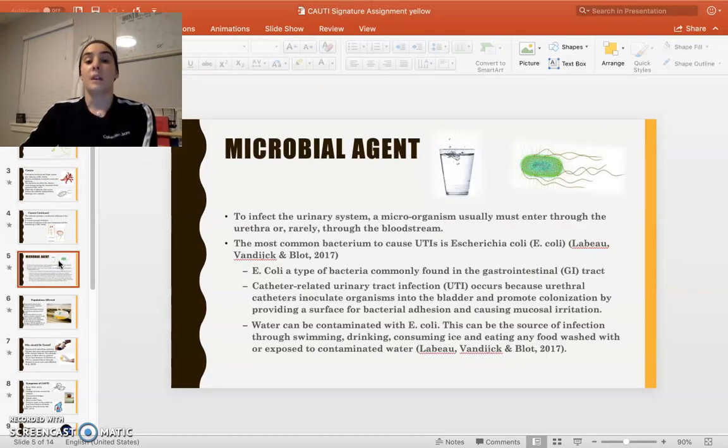Also, with this type of bacteria, the E. coli, we can get UTIs with E. coli aside from it just being a catheter. We can get it because there's another source of infection through swimming, drinking, consuming, and eating any foods washed with or exposed to contaminated water. So I just wanted to mention that.